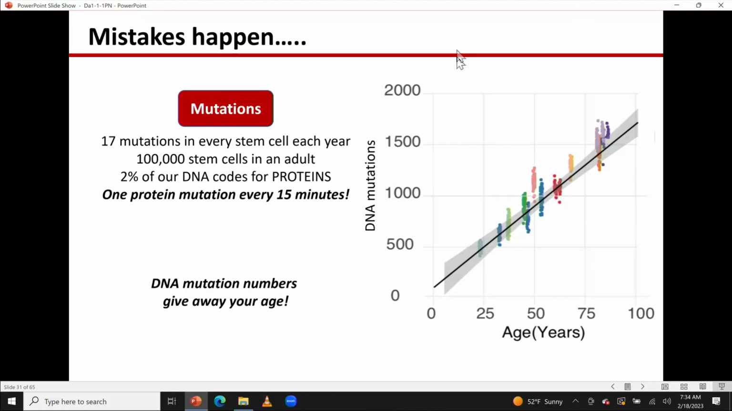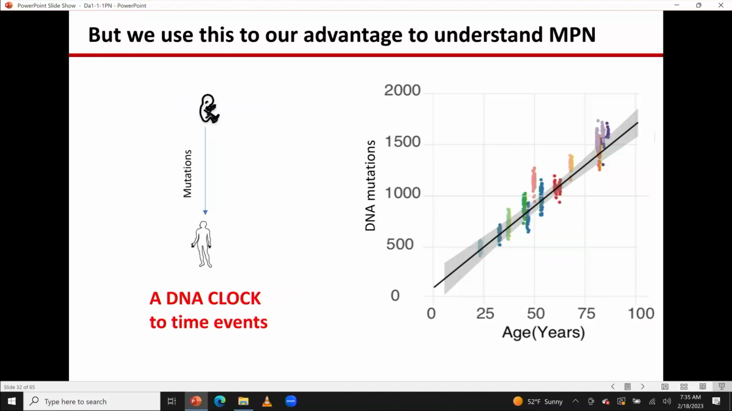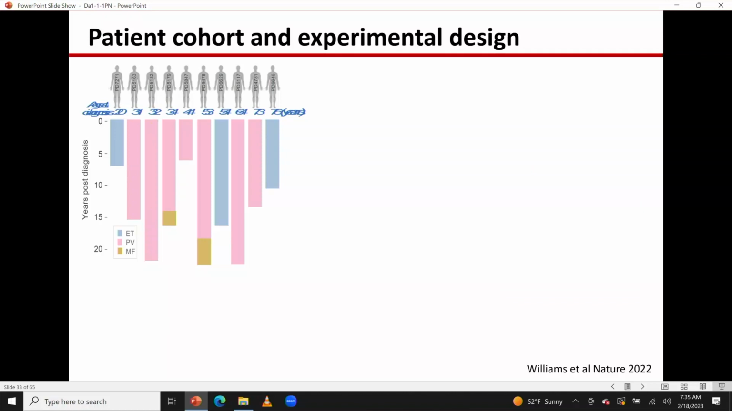So this graph on the left tells us age and the number of DNA mutations, and it's a clock. But we don't worry about this. This is life. And we use it to our advantage because it allows us to time events. So if we know how many mutations we have, and if we know the order in which they occurred, we can then see when mutation 3 occurred or when mutation 5 occurred. And so we did this in patients with MPN.